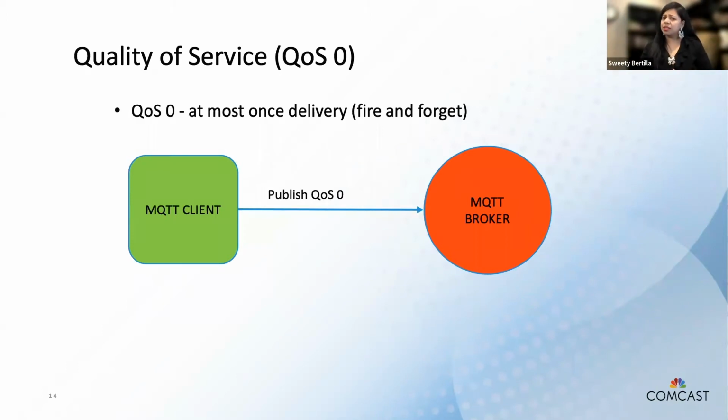What happens if there is a network error? The message is not published and it is missed. But the MQTT broker will not care about publishing it again. This is what we call quality of service fire and forget, because I'm just firing. If you have a network problem and you don't receive it, I wouldn't know about it.